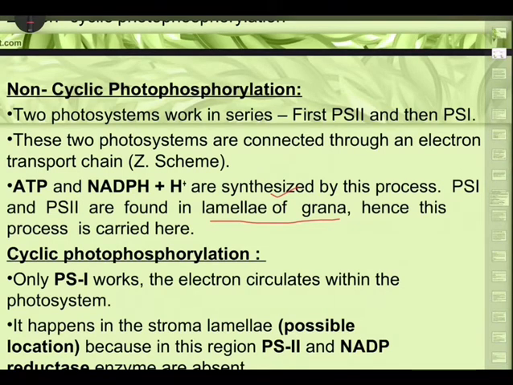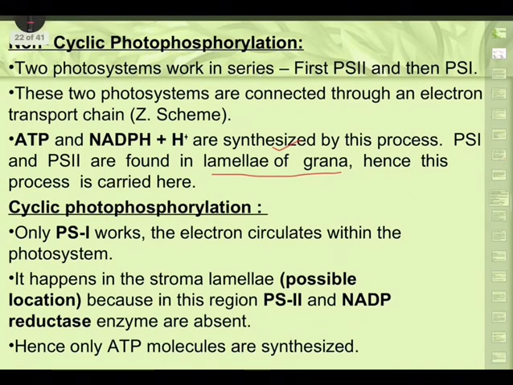And where does this take place? It takes place in the grana, particularly the lamellae of the grana. Please remember this for the UPSC and NDA exam. Hence this process is carried out in the granum, that is inside the chloroplast. If you recollect the structure, I told you to draw the diagram, but so far I have not received it. Not a single boy has sent me the diagram. I told you to draw, but nobody has done it. Please do it.